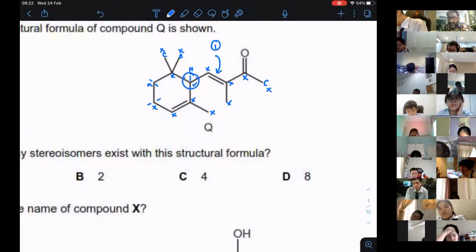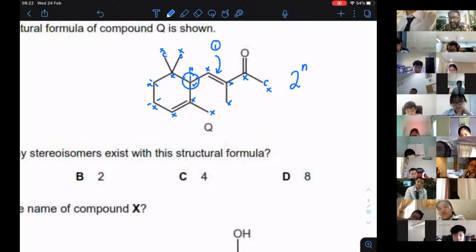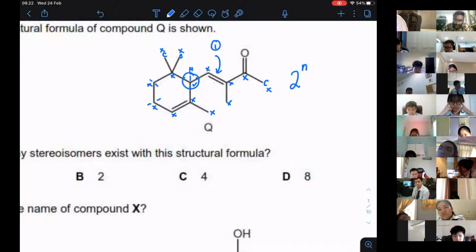Now, if there is a chiral center, use the formula that I taught you: 2 to the power of n. N is going to be the number of double bonds that give rise to cis and trans stereoisomers, and also the chiral centers. So here, there is 1 here and there is 1 here. So you just use the formula 2 to the power of 2, which is going to be 4.